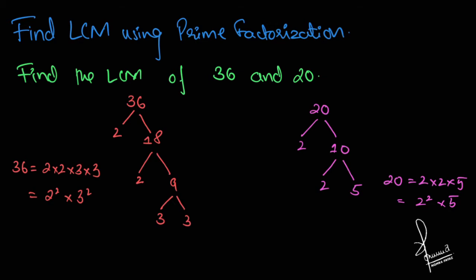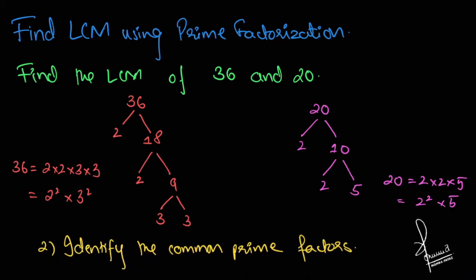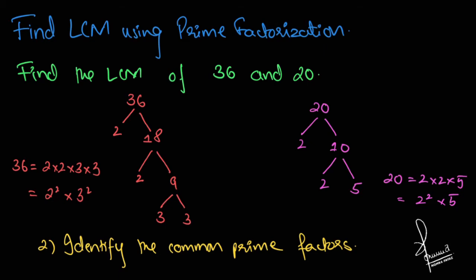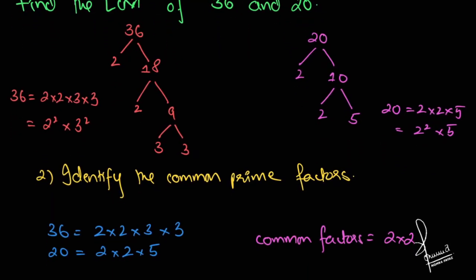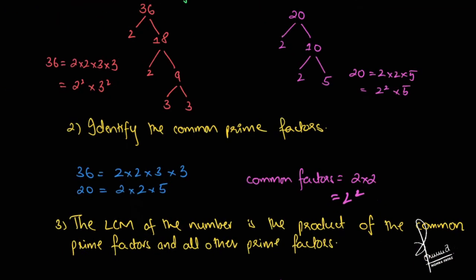The next step is to identify the common prime factors. What will your common prime factors be? What was 36? 2 into 2 into 3 into 3. What was 20? 2 into 2 into 5. So what is common in both, the common prime factors? 2 into 2, and you can also say 2 square is a common prime factor to both the numbers. The third step is to find the LCM.